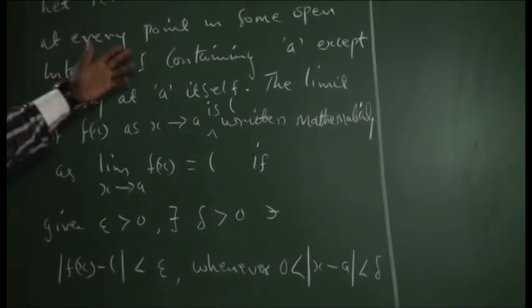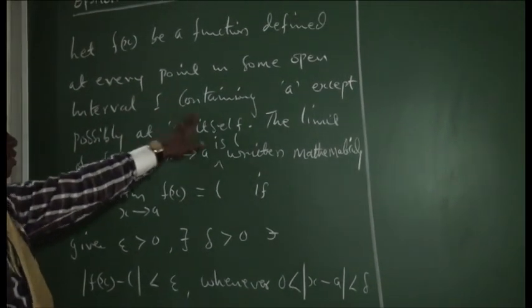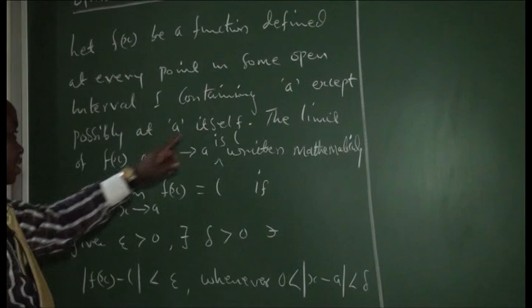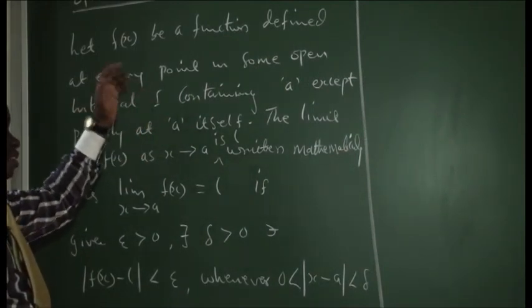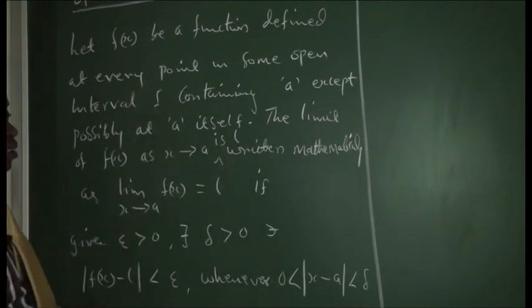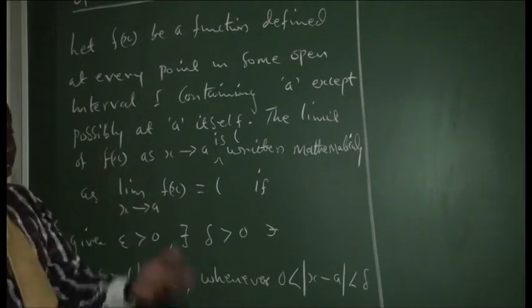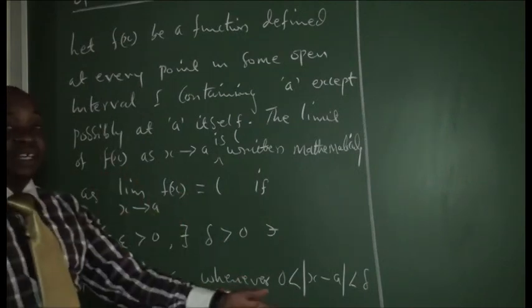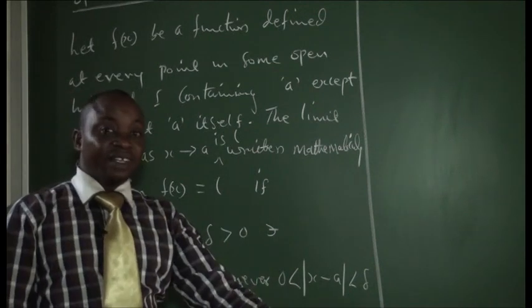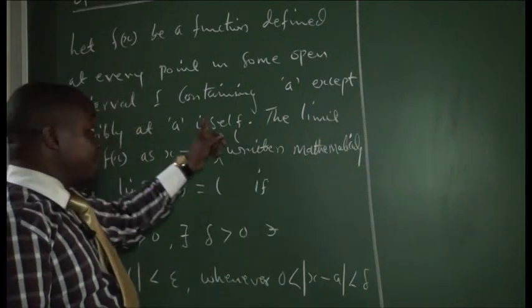Let f of x be a function defined at every point in some open interval I containing a, except possibly at a. That means f of x is defined at every point. It may not be defined at a, but that does not mean that you will not get the limit. Because from what we have seen, in some places, if you substitute the value directly, it's not defined. But we still have the limit. That is what this place is talking about.